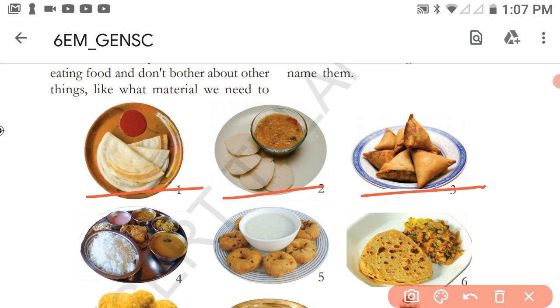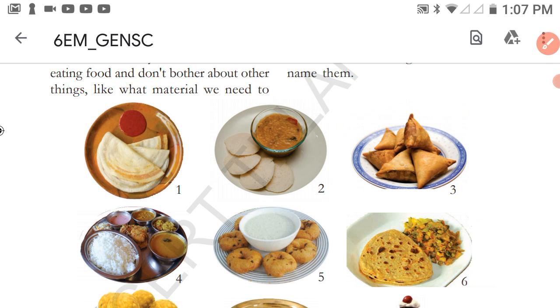And now tell me what is this? Yes, you are right. It is samosa. We all like samosas, right? You might have noticed in your favorite cartoon show, Motu Patlu, right? They eat lots of samosas. Yes, we have samosas for snacks, mostly for snacks, right?